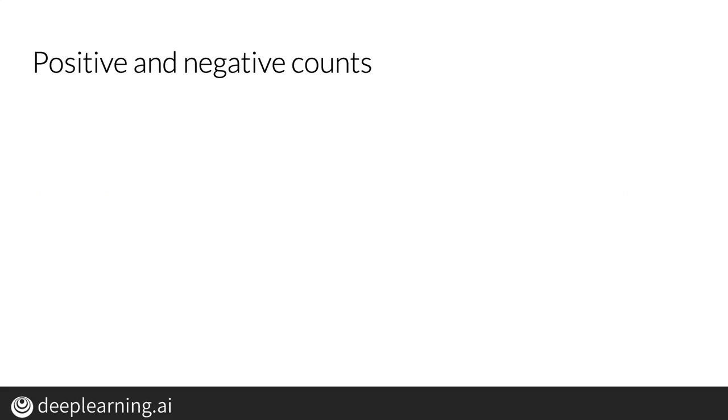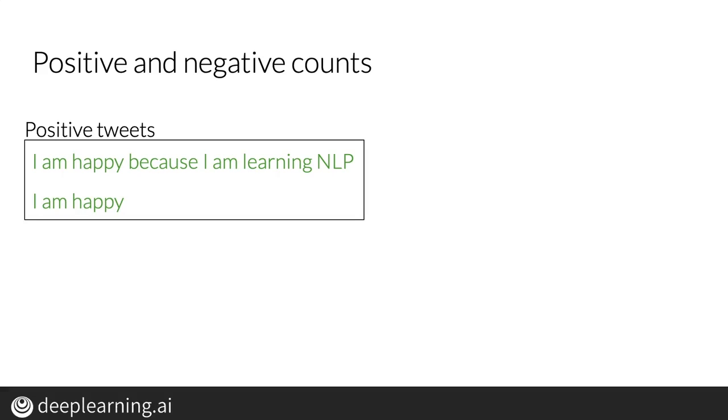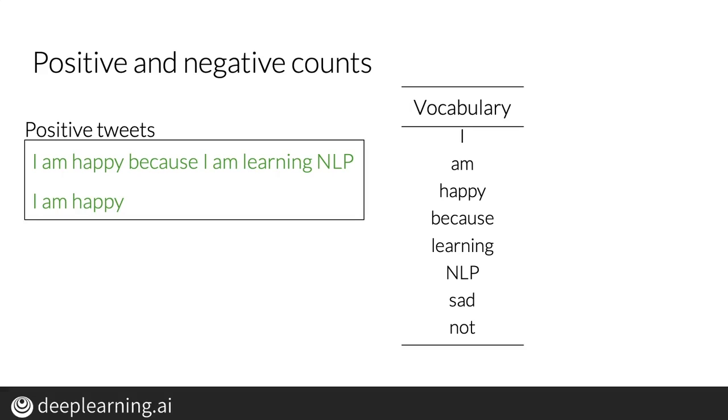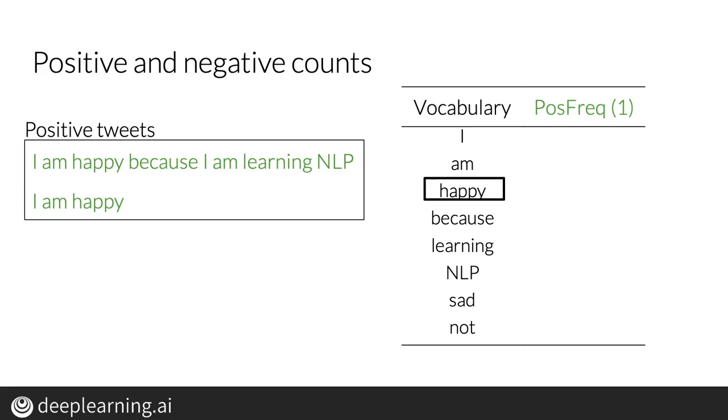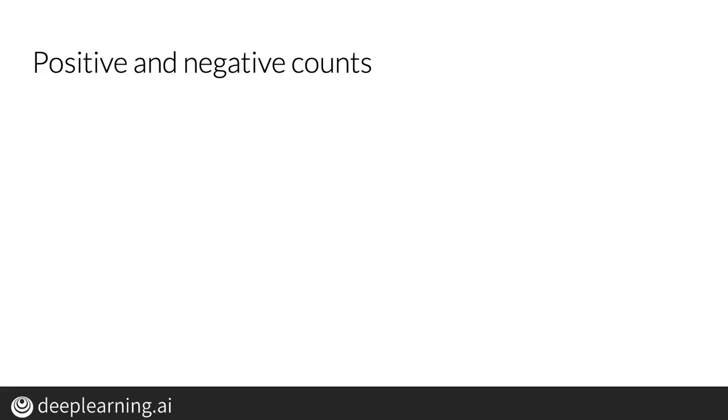Let's take the set of positive tweets. Now take a look at your vocabulary. To get the positive frequency of any word in your vocabulary, you'll have to count the times that it appears in the positive tweets. For instance, the word happy appears 1 time in the first positive tweet, and another time in the second positive tweet. So its positive frequency is 2. The complete table looks like this. Feel free to take a pause and check any of its entries.